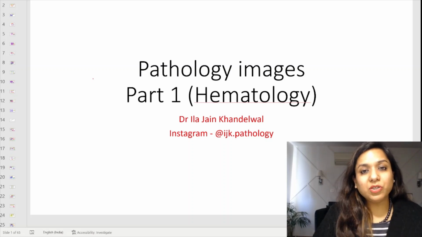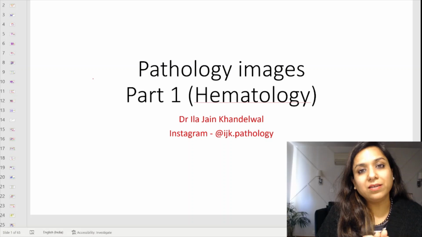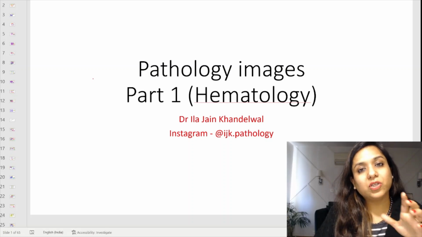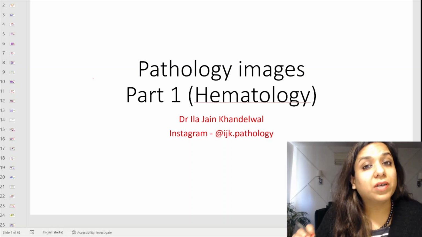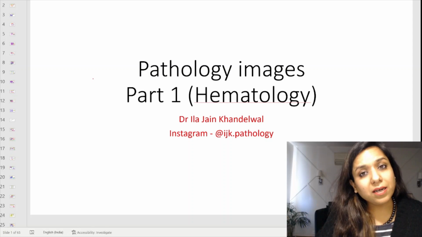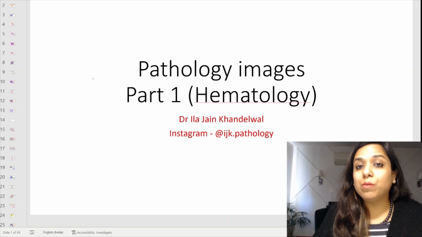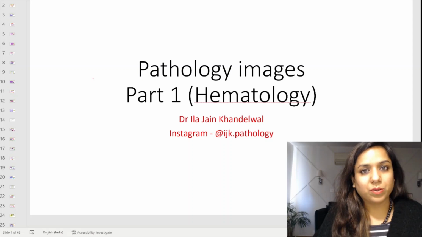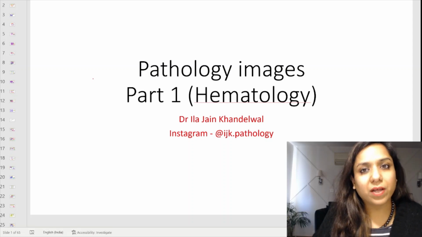Now, these images, students, are extremely important, and I have divided this module into two. In this hematology images 1, we are going to discuss the images which are important from WBCs, right? In the next module, which I will be releasing after 5 days, there will be images from red blood cell disorders, right? So students, these images which I'll be discussing are very, very important.